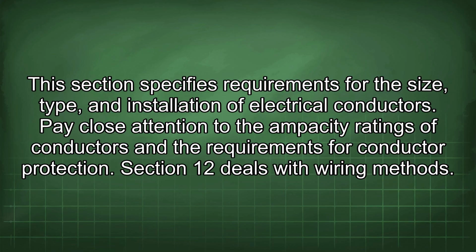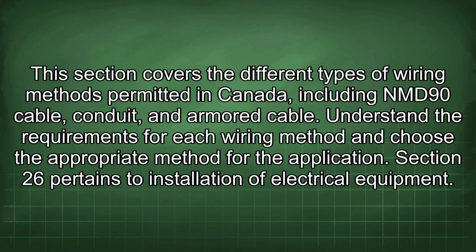Section 12 deals with wiring methods. This section covers the different types of wiring methods permitted in Canada, including NMD90 cable, conduit, and armoured cable. Understand the requirements for each wiring method and choose the appropriate method for the application.